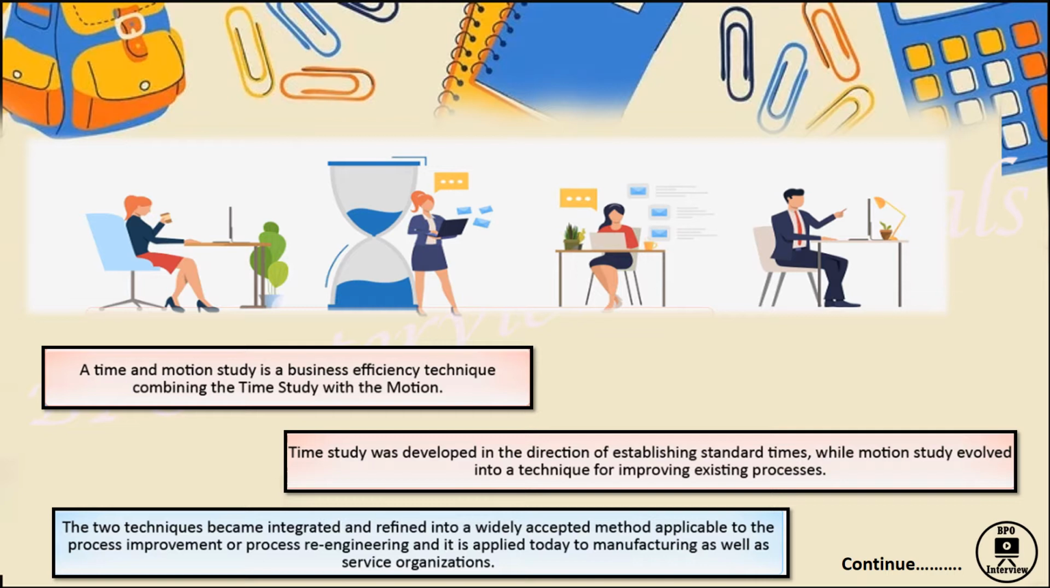Time study was developed to establish a standard time, while motion study involved the technique for improving existing processes. I hope guys the definition is very clear about time and motion. Two techniques became integrated and refined into a widely accepted method applicable to process improvement and process re-engineering, and it is applied today to manufacturing as well as service organizations.